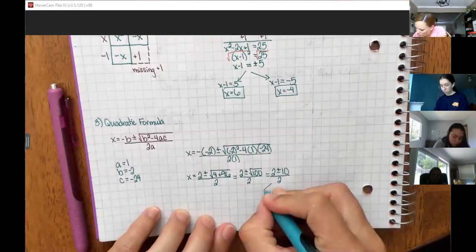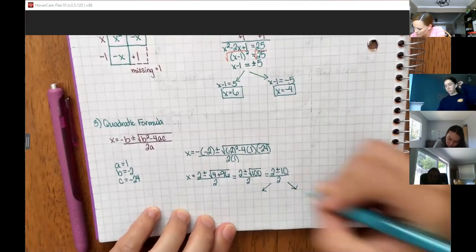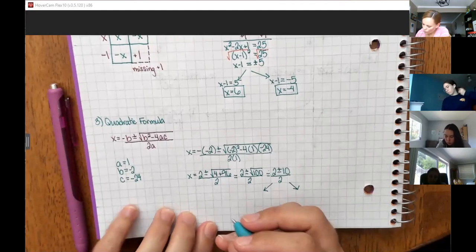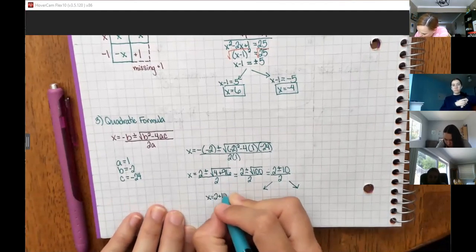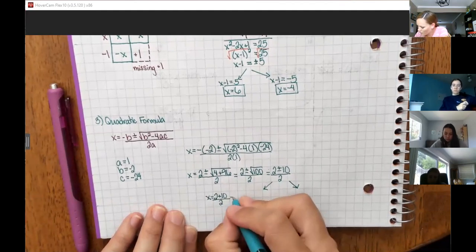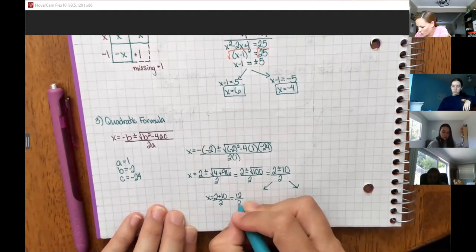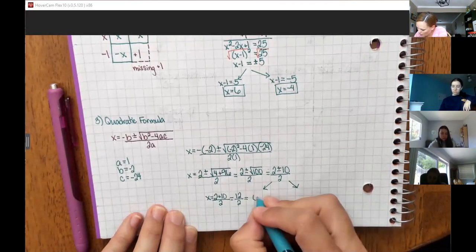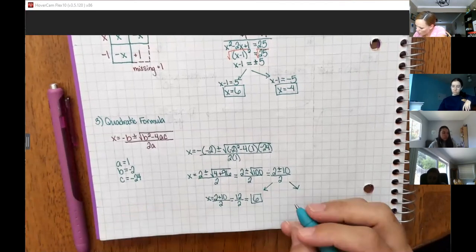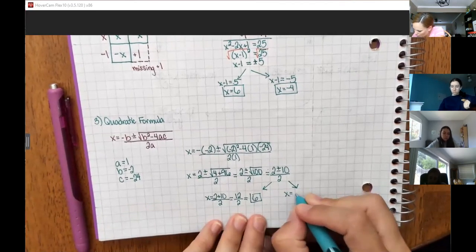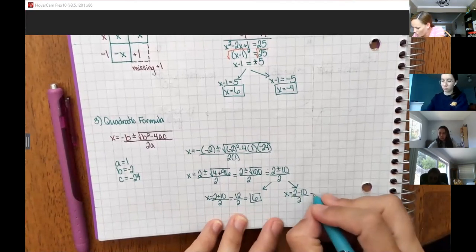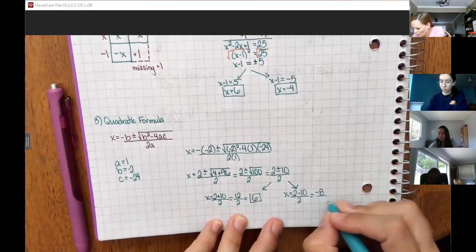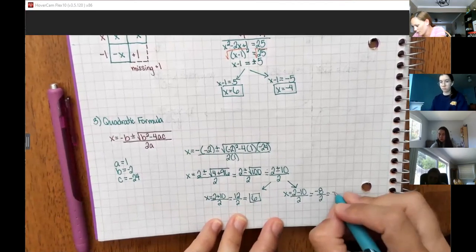And so here's where you just split it into your 2 pieces. So 2 plus 10 over 2, 12 over 2, we get 6. And then 2 minus 10 over 2, -8 over 2, which is -4.